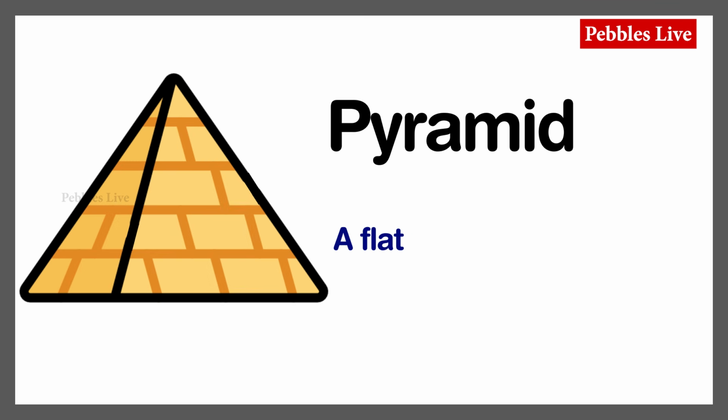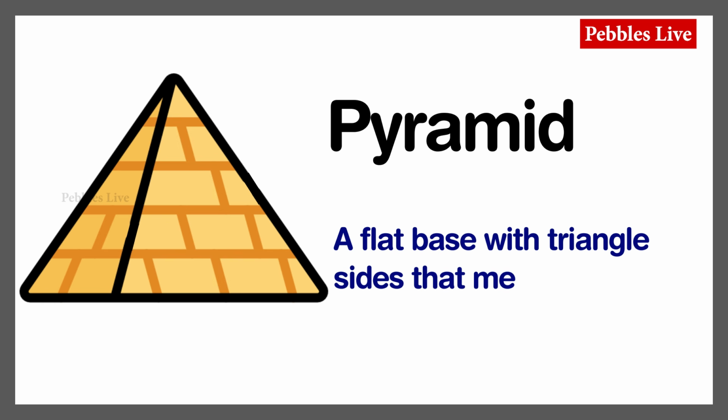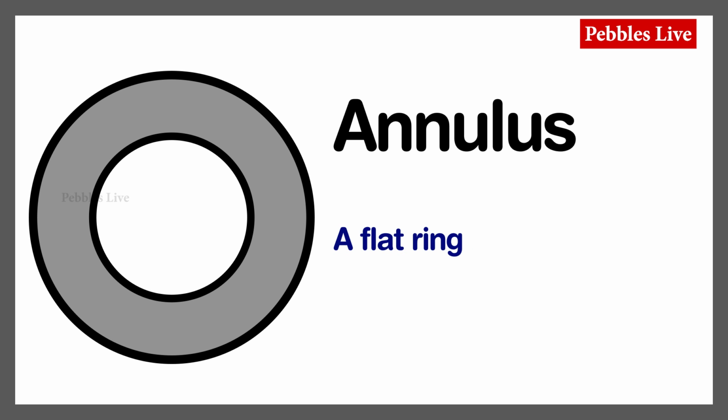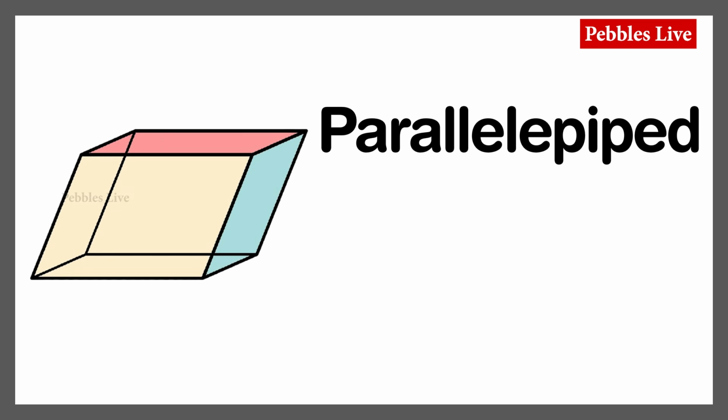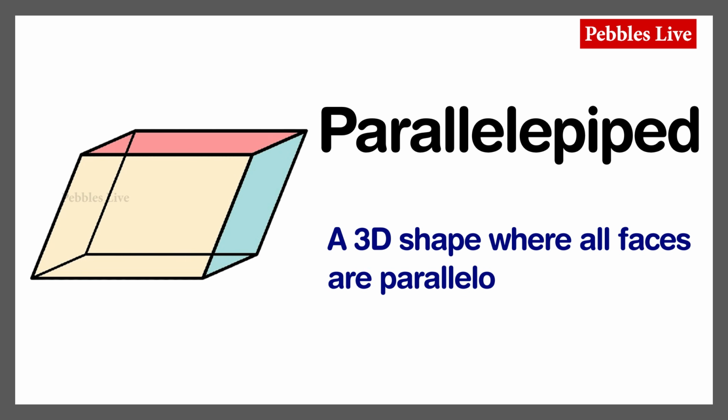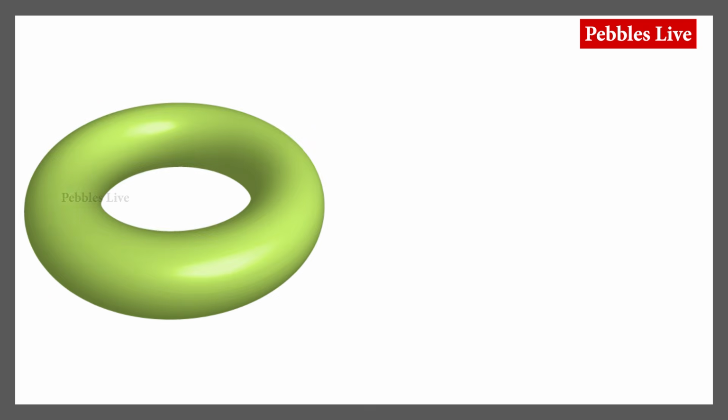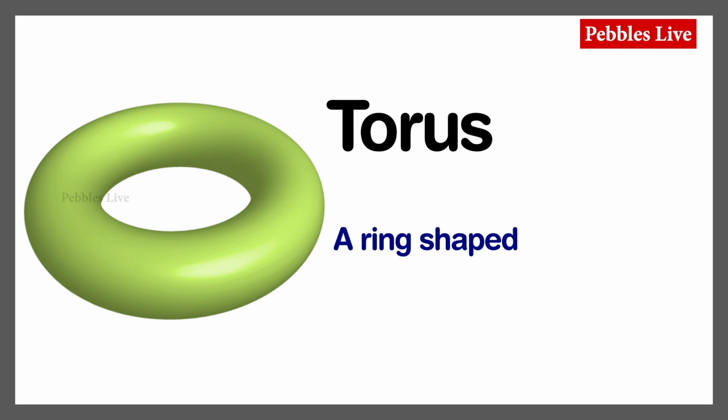Pyramid, a flat base with triangle sides that meet at the top. Annulus, a flat ring shape with a hole in the middle. Parallelepiped, a 3D shape where all faces are parallelograms. Torus, a ring-shaped 3D object.